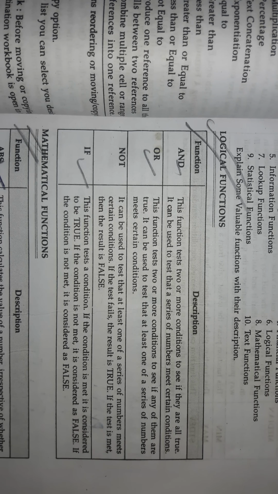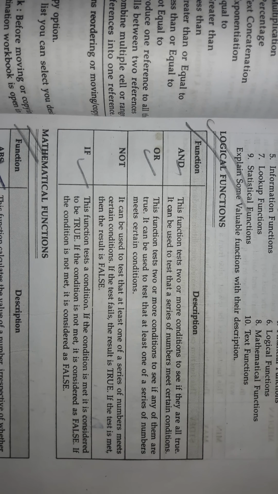Then your OR function. This function tests two or more conditions to see if any of them is true. That means one of them, or out of four, two of them. If any of them is true: in the AND function all should be true, and in the OR function any of them is true. It can be used to test that at least one of a series of numbers meets certain conditions. Then your NOT function.